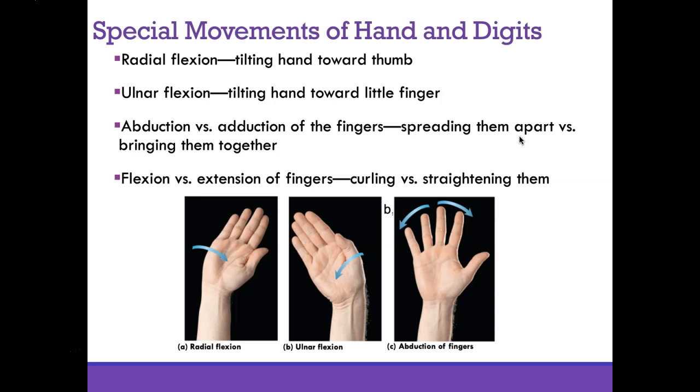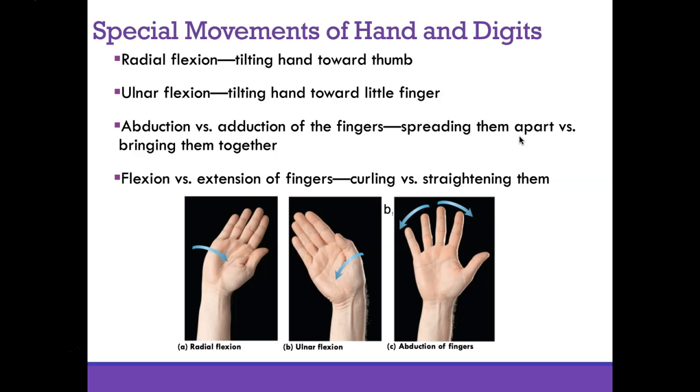Radial flexion is when you tilt your hand toward the thumb, toward the radius. So everyone do radial flexion. Tilt your hand toward the thumb. You also have ulnar flexion when you tilt your hand towards your little finger, toward the ulna.